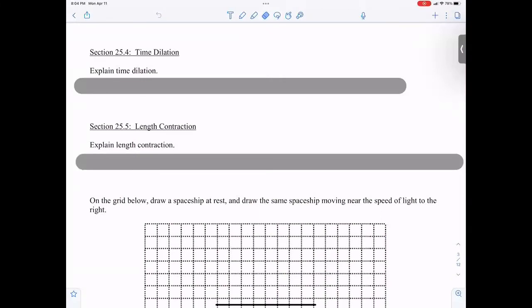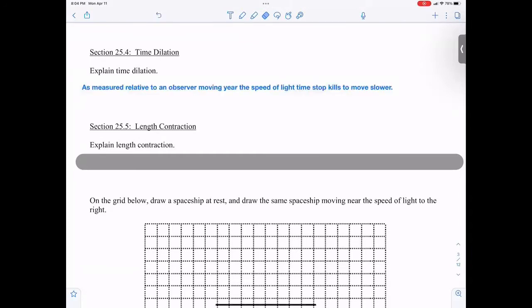So we saw in our video that time dilation refers to essentially a clock moving slower.